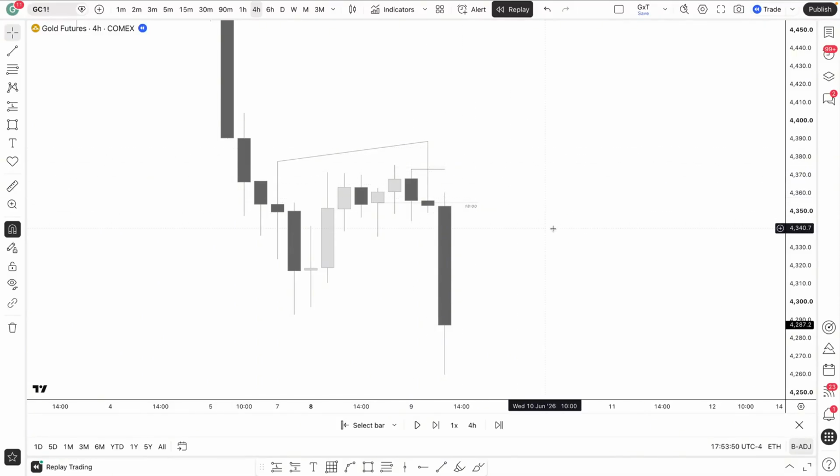That means that we want to wait for the closure of that 4-hour candle. So boom, we wait for the closure of that 4-hour candle. And then all we're going to ask ourselves at 10 o'clock is if we are opening up within a 1-hour / 30-minute swing formation.